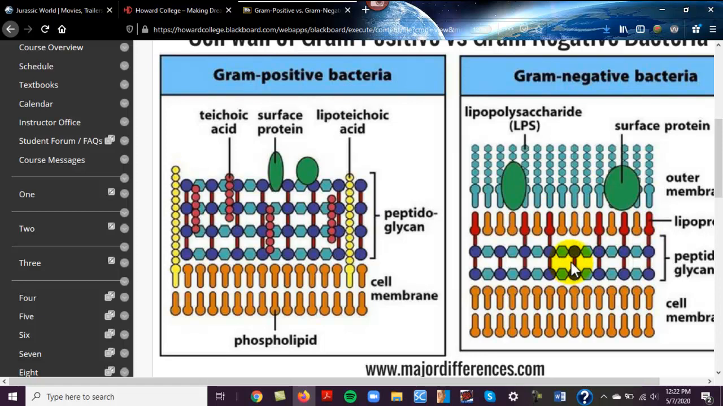And the thing about gram staining, and down here's a cell membrane. The thing about gram staining is when you add acetone alcohol to bacteria that have a cell wall like this, the acetone destroys this top layer.